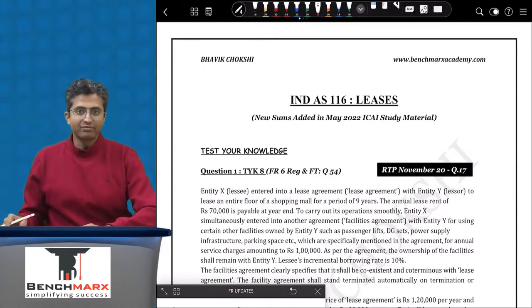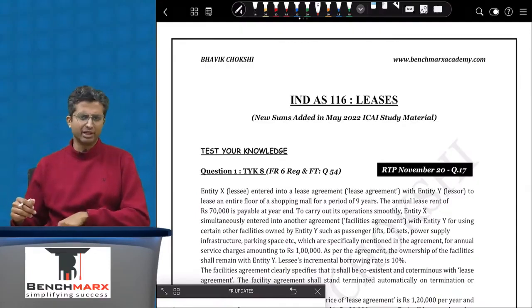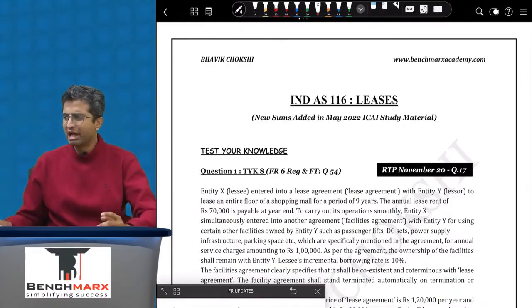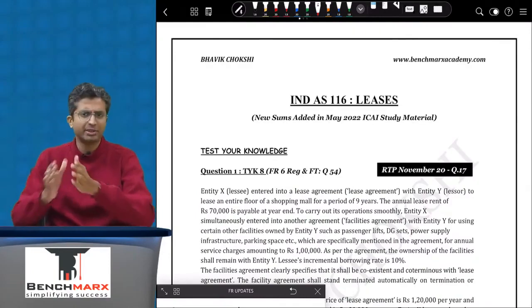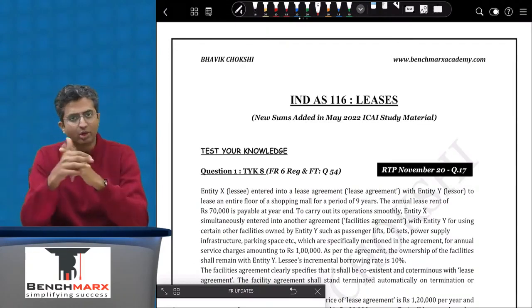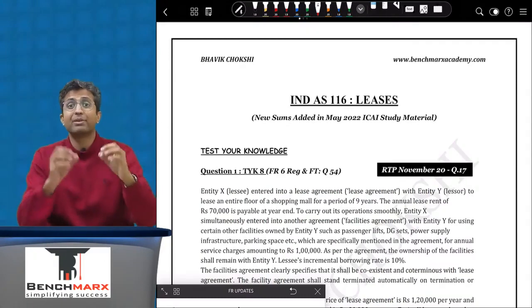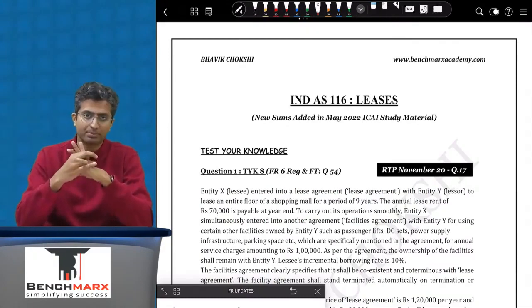Okay, welcome back, and we will be continuing with the new sums section from Ind AS 116. There are two questions being added over here, both of them from the RTP. The first question involves separation of a lease and a non-lease component, and the separation, the allocation as per Ind AS 116 happens in the ratio of the standalone prices.